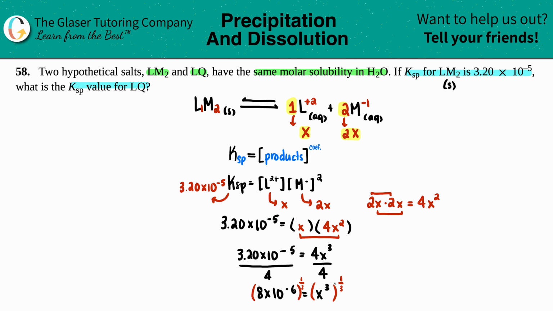Let's see if we get the same answer. So these will cancel. Bye-bye. Now we're left with just x equals that raised to the 1/3. I get 0.02, and that's a molarity. And remember, your x value is always going to be for your starting compound because you'll always have just one of those. So this is the molarity for LM2. And if you're solving for x, the concentration of the compound, that's your molar solubility.